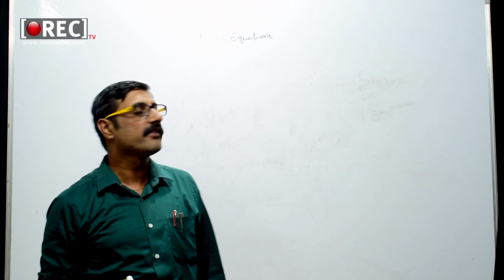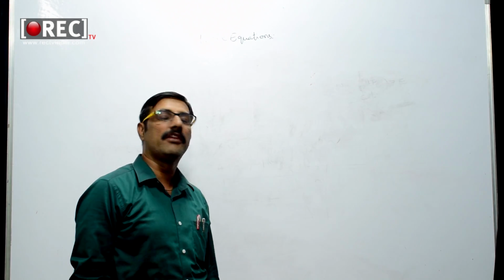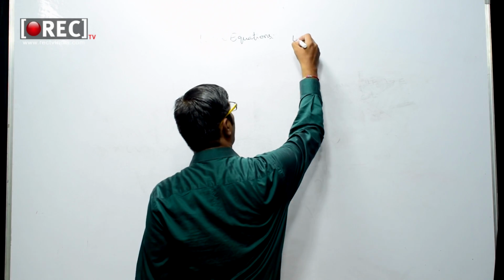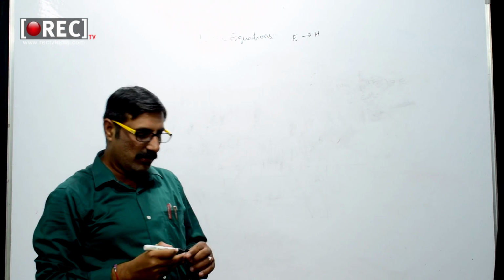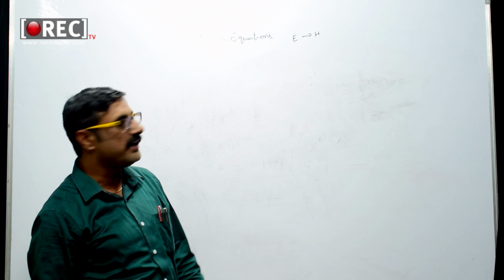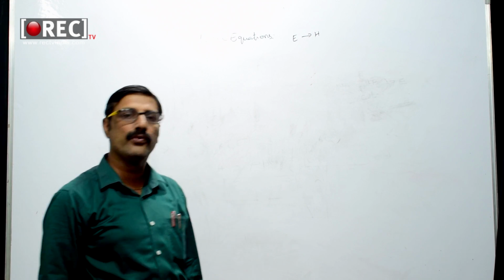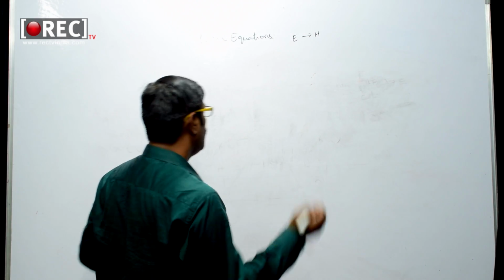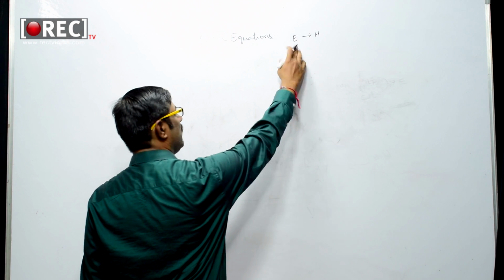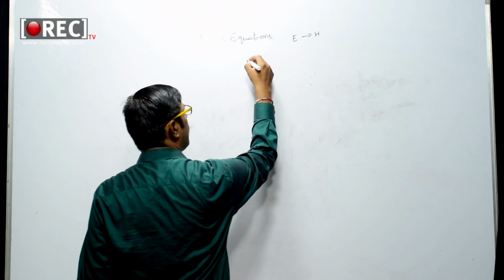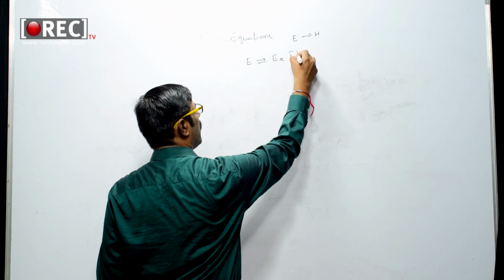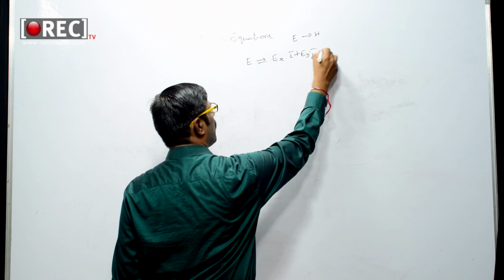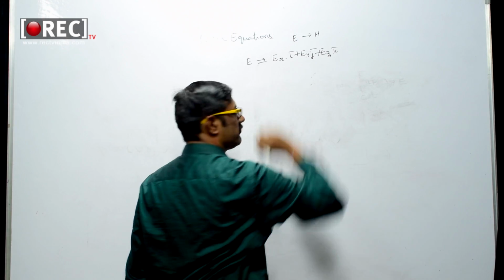Now let us derive an equation between E and H using the Maxwell's equations. Before going to the relation between E and H, let me explain what a uniform plane wave is. If any vector, either E or H, is considered, it will have three components. E equals E x into I bar plus E y into J bar plus E z into K bar. Okay.